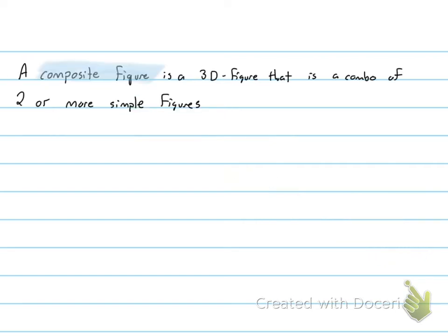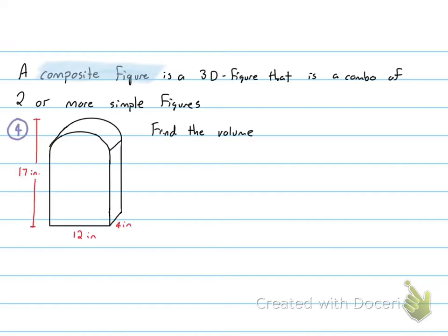The last thing we're going to talk about is composite figures. These can get a little bit trickier. So a composite figure is a three-dimensional figure that is a combination of two or more simple figures. So in the example that we're going to look at, I want to find the volume of this object. Kind of looks like a backpack, I guess. I don't have a volume formula for this. So how I'm going to split this up is this looks like I'm dealing with kind of like half a cylinder and then a prism.